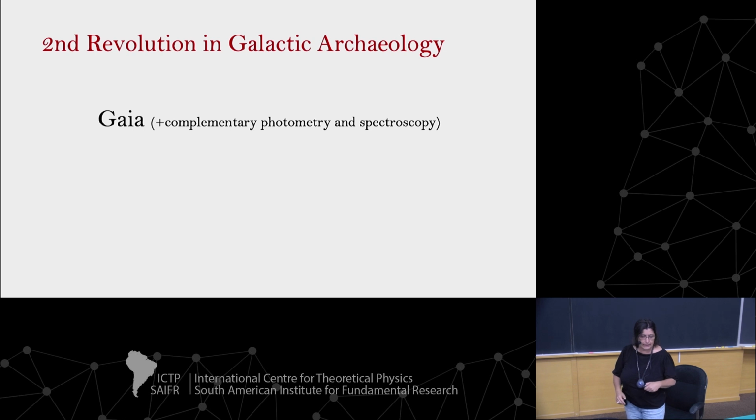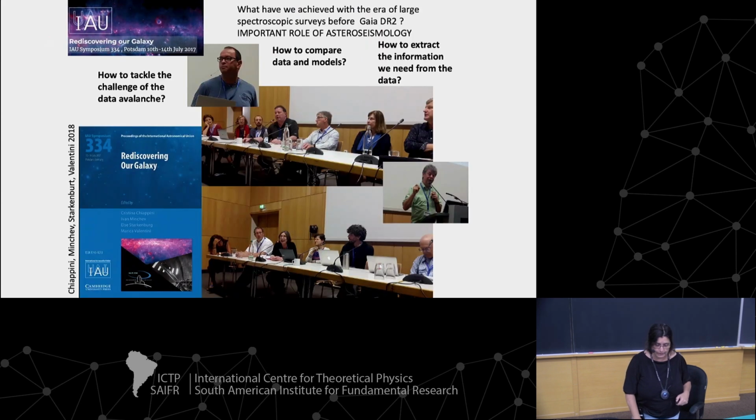The second revolution then is Gaia, of course, right? But I put here, Gaia, for me, in galactic archaeology, Gaia is a revolution per se in several fields. But for galactic archaeology, the revolution also starts when you complement the astrometry with photometry and spectroscopy. Without that, it's more difficult, okay?